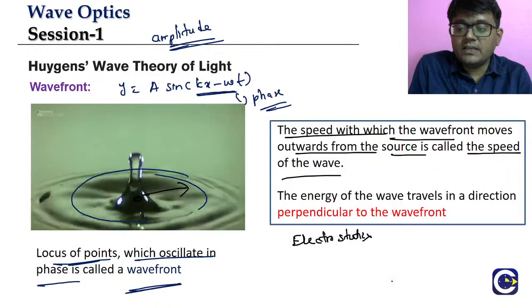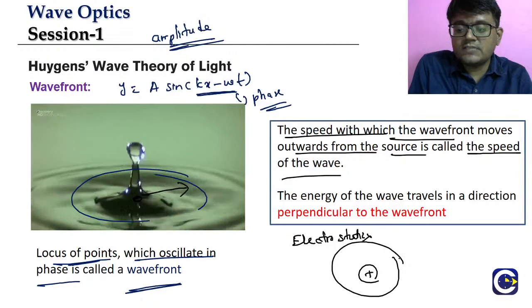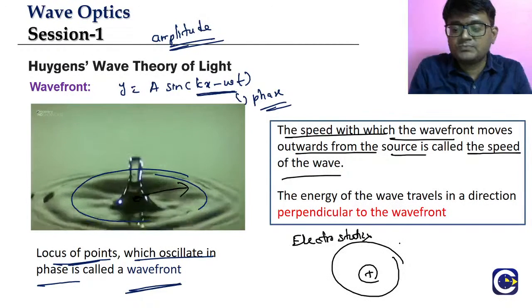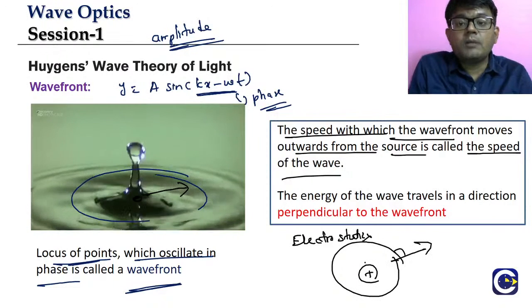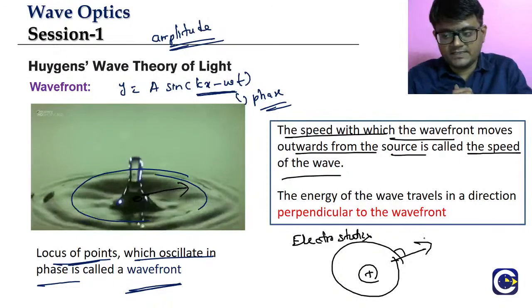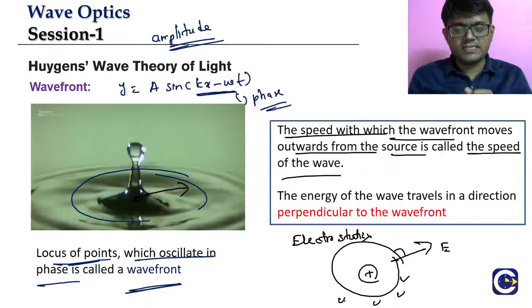If we have a point charge, the equipotential surface will be what? It will be like a spherical shell, and the electric field direction will always be perpendicular to the equipotential surface. The electric field direction will always be what? Perpendicular to the equipotential surface.